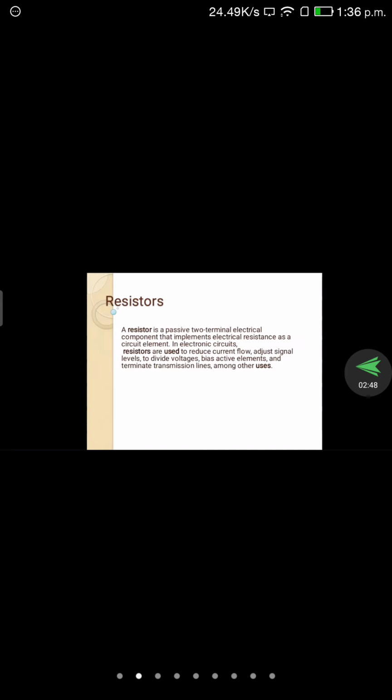A resistor is a passive two-terminal electrical component that implements electrical resistance as a circuit element. In electronic circuits, resistors are used to reduce the current flow, adjust signal levels, divide voltage, bias active elements, and terminate a transmission line, among other uses. So these are all the applications. A simple definition of a resistor: it opposes the flow of electrons, or reduces the motion of electrons.